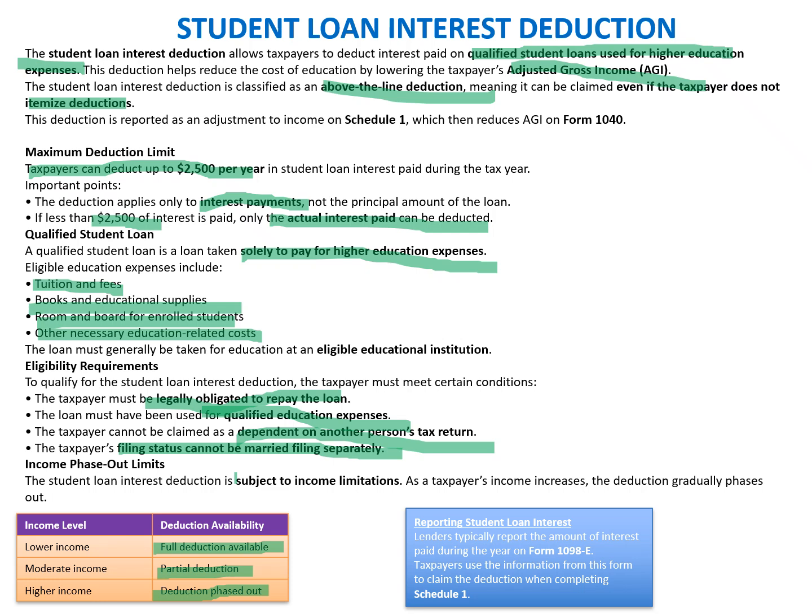Lenders typically report the amount of interest paid during the year through Form 1098-E. This is the form in which the lender reports the information on the interest paid. The taxpayer uses the information from this form and claims the deduction by completing Schedule 1. So this is the first deduction available to an individual. We'll move to the next deduction.